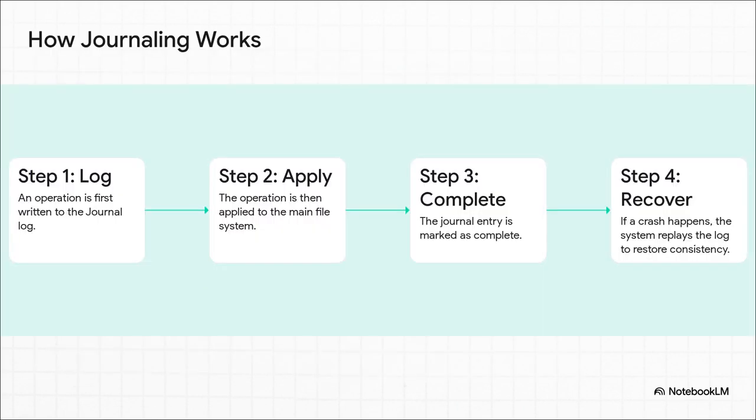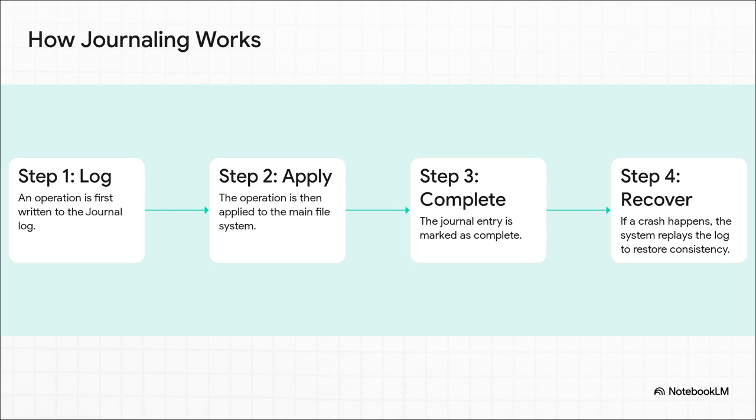So how does this magic work? Well, it's actually a pretty slick process. First, the system writes its intention. Hey, I'm about to save this file into the journal. Second, it goes and does the actual saving on the file system. And third, it marks that journal entry as complete.